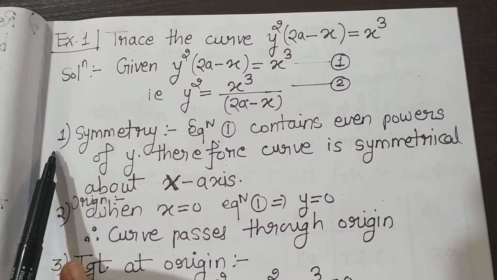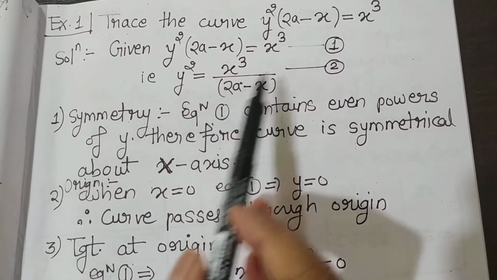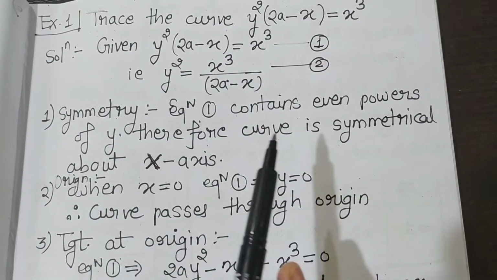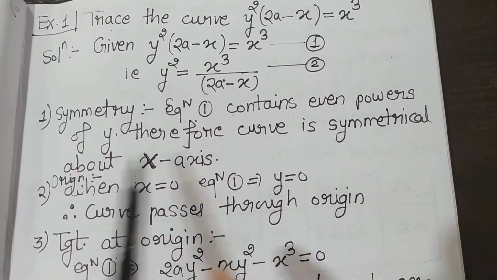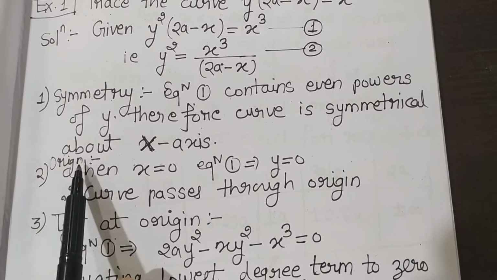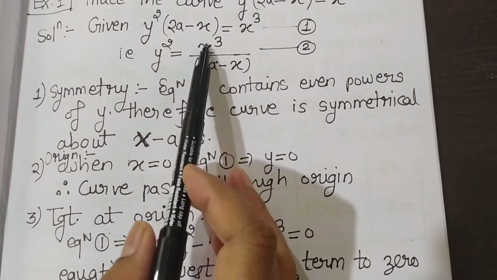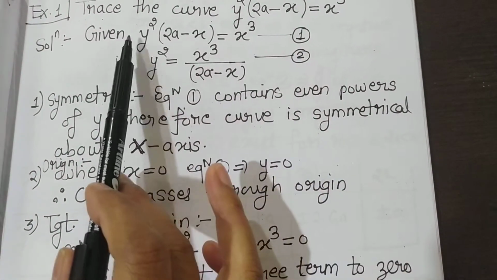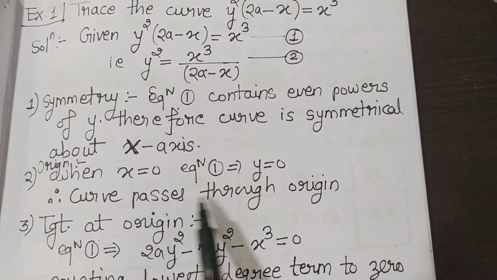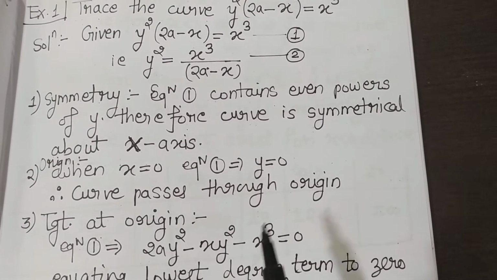Let us discuss the first point, symmetry. In equation 1 we observe the even power of y. Therefore the curve is symmetrical about the x-axis. Second point, origin. Just put x equal to 0 in this equation. We get y equal to 0. Therefore the curve passes through the origin.